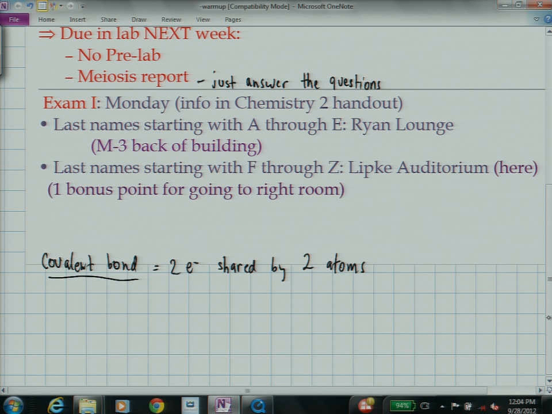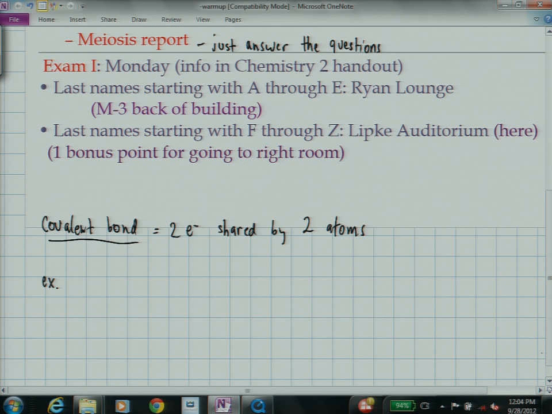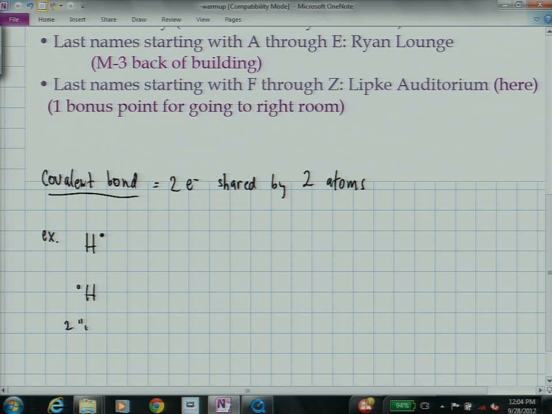So, for example, we'll use a cliched example, a pair of hydrogen atoms. Each hydrogen atom on their own, these are two unhappy atoms. Their outer shell is unfilled. And hydrogen wants 2 electrons in the outer shell. All right? So these are two unhappy hydrogens.